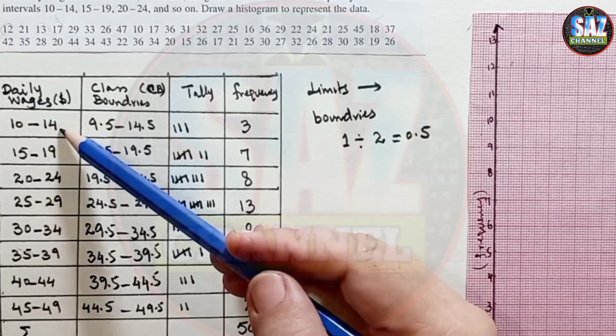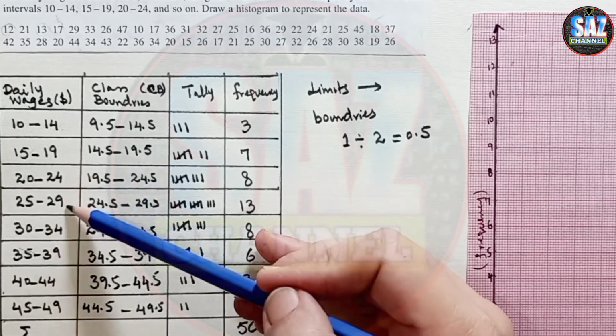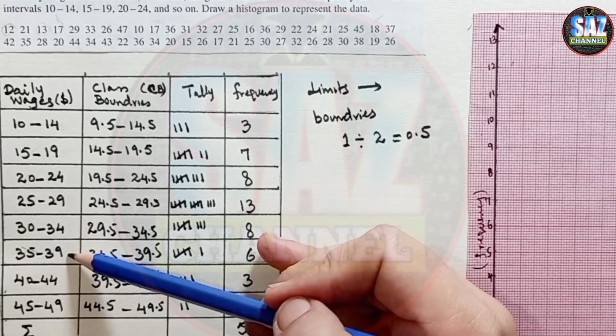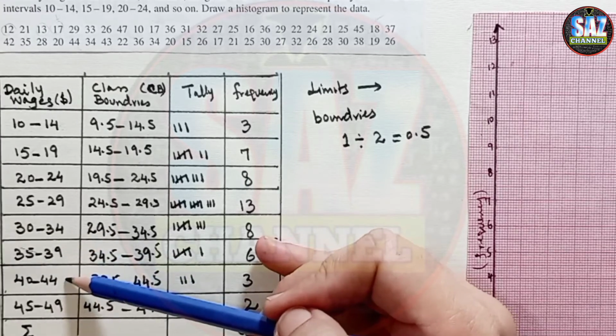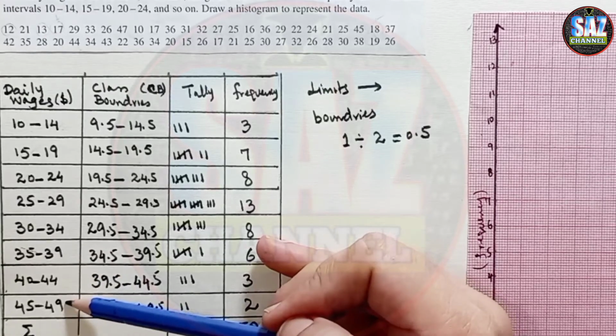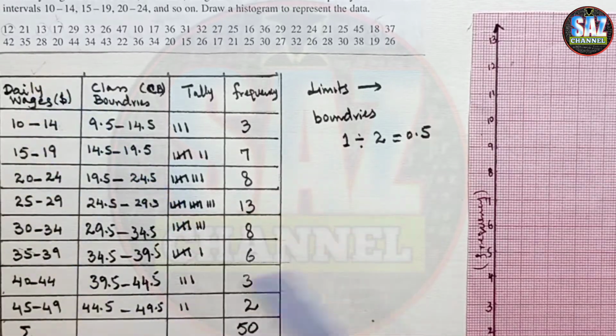So 10 to 14, the difference is 4. Here the difference is 4. Difference is 4. 25 to 29, difference is 4. Here the difference is 4. 35 to 39, the difference is 4. 40 to 44, the difference is 4. And 45 to 49, so the difference is 4. So all the classes have the same class width.